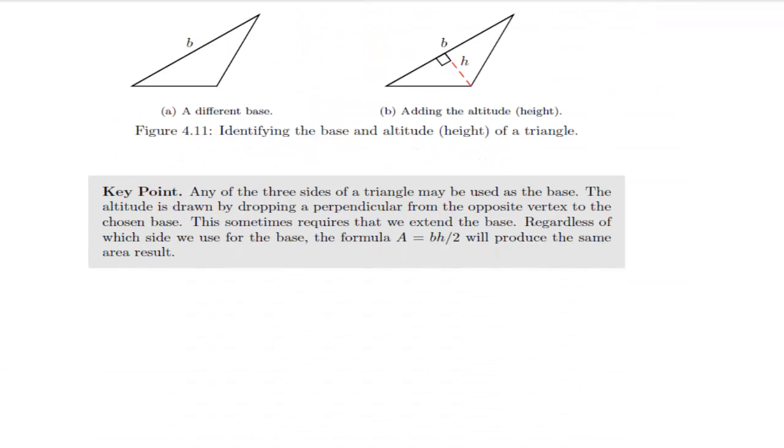Key point. Any of the 3 sides of a triangle may be used as the base. The altitude is drawn by dropping a perpendicular from the opposite vertex to the chosen base. This sometimes requires that we extend the base. Regardless of which side we use for the base, the formula A equals base times height divided by 2 will produce the same area result.